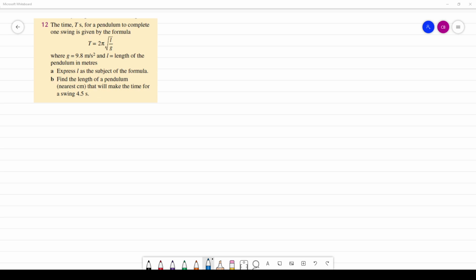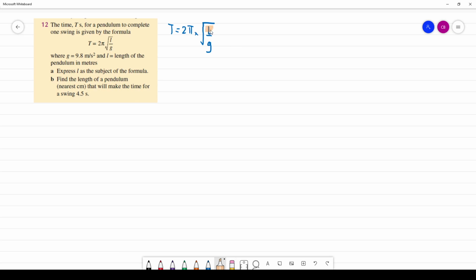First things first, without even understanding what I've got to do, I'm just going to write down that equation. So T equals 2 pi times the square root of L over G. One thing to be careful of when you are writing your L, make sure you don't get it confused for a 1. And anytime you do write letters, be careful you don't get them confused for numbers. Okay, so express L as the subject of the formula.